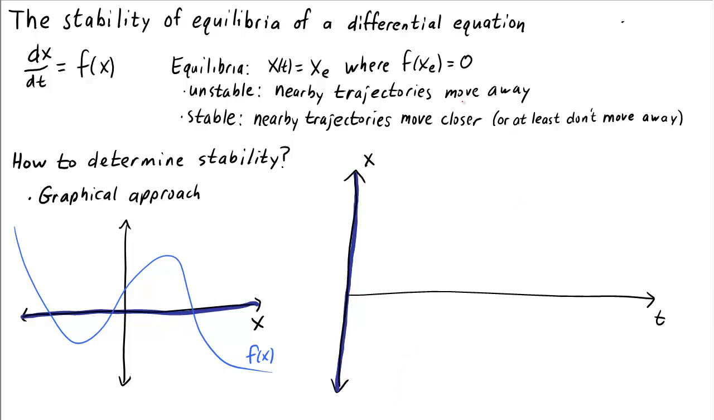The equilibria are points where f of x sub e equals 0. So we can find them by looking at the points where f intersects the x-axis. In this case, we have three equilibria. We can also plot those three equilibria on the right figure.